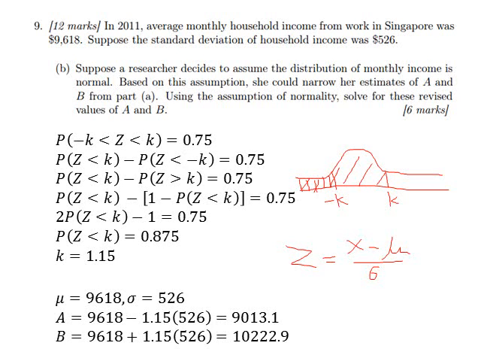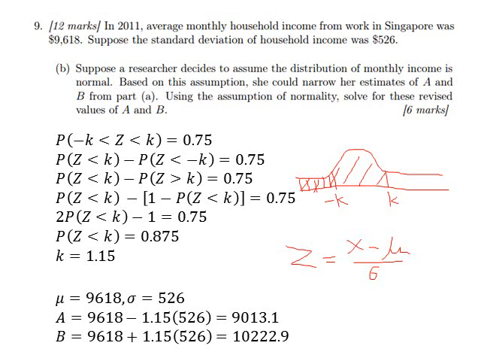Since the standard normal CDF table only gives us the value when K is more than 0, we have to convert it to probability Z more than K, and this is simply 1 minus probability Z less than K. We group them together and get 2 times probability Z less than K minus 1 equals 0.75. So this is simply probability Z less than K equals 0.875, and so K equals 1.15.